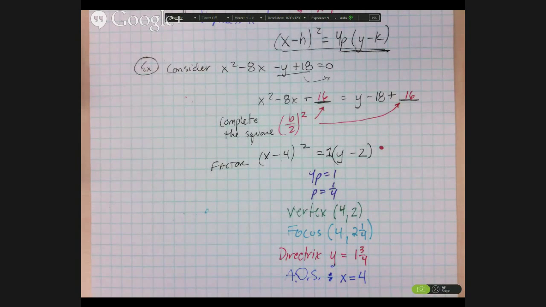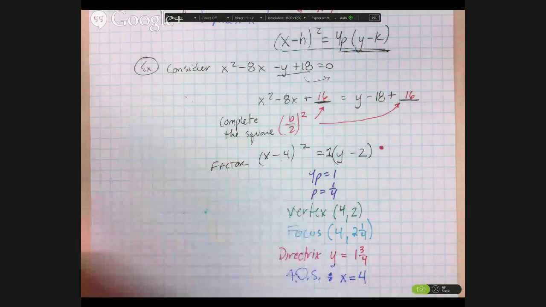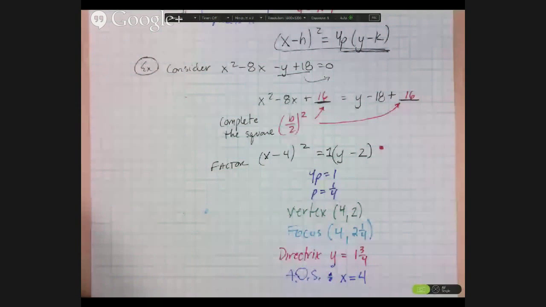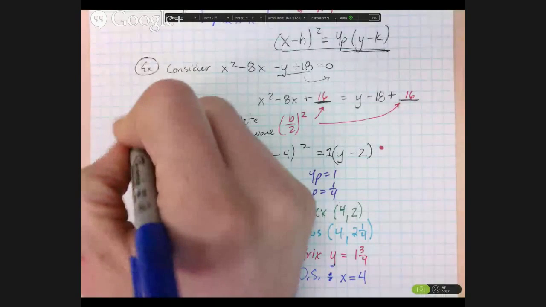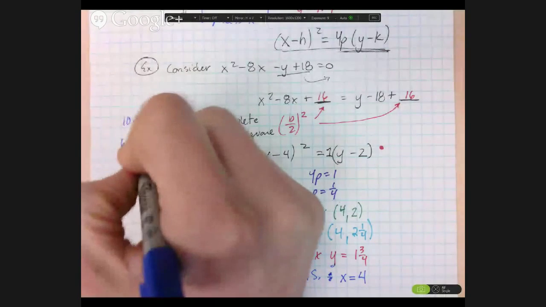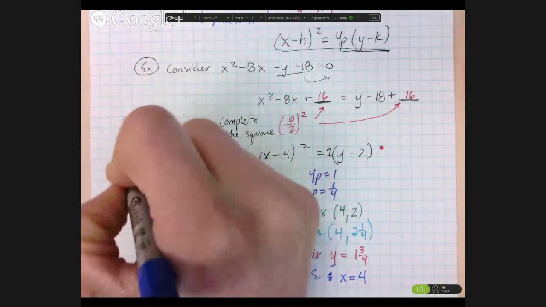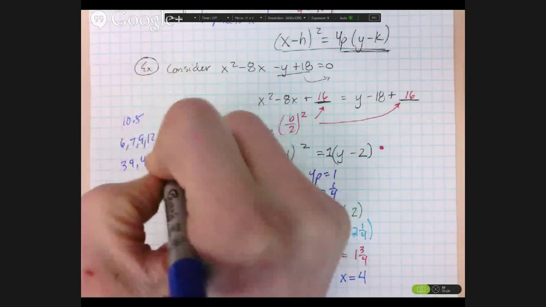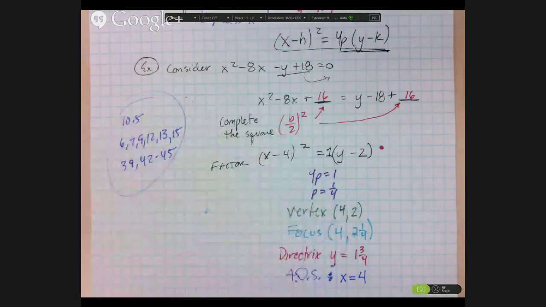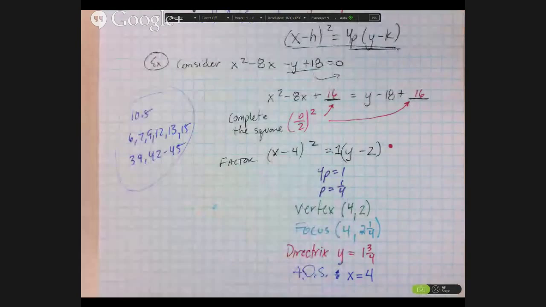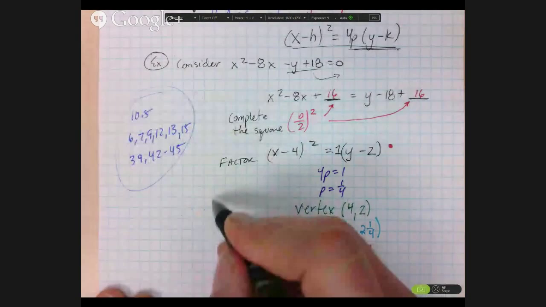Do you want me to show you the graph? If you're comfortable with this, I'll write the homework down. If you need to see the graph, I will do that as well. So that's due tomorrow. If you need the graph, here it is.